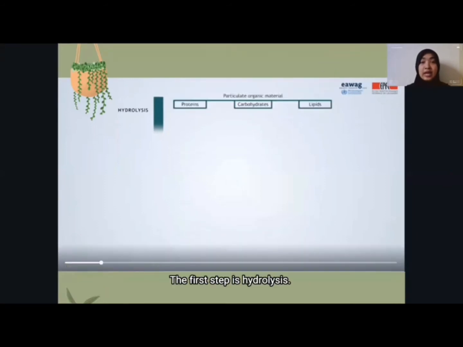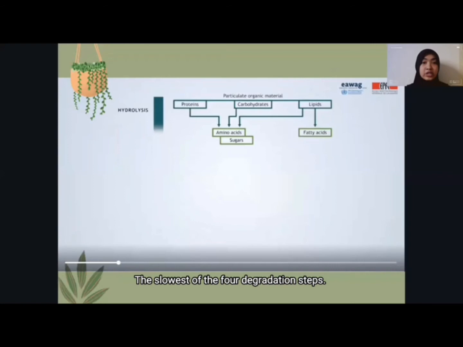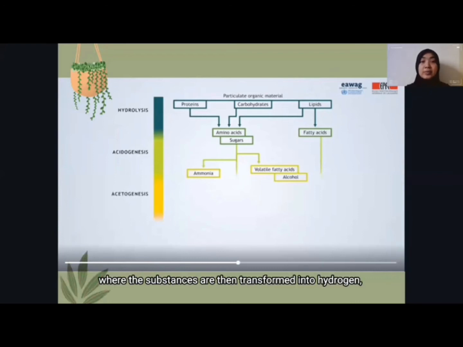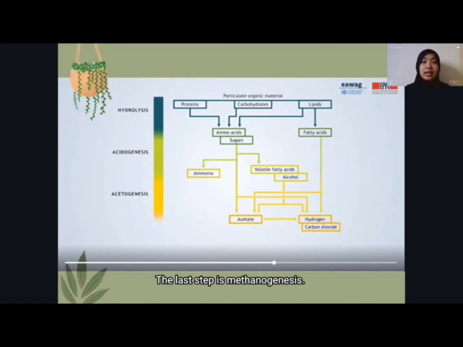The first step is hydrolysis, the slowest of the four degradation steps. Bacteria transform complex organic materials into liquefied monomers and polymers. The second step is acidogenesis. This is the step where sugars and amino acids are converted. The third step is acetogenesis, where the substances are then transformed into hydrogen, carbon dioxide, and acetic acid. The last step is methanogenesis. In this step, the methanogen bacteria convert hydrogen and acetic acid into methane gas and carbon dioxide.